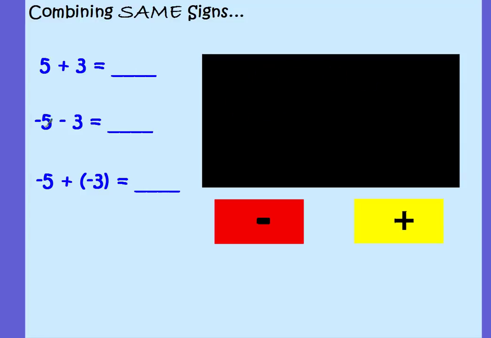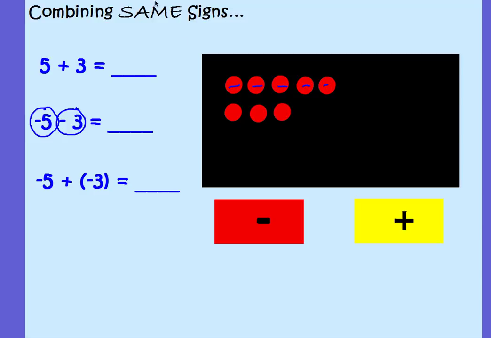Our next example is negative 5 minus 3. So we have a negative 5 and we have a negative 3. So they're both same signs. They're all negatives. So we have 5 negatives. So you do 5 circles on the first line and you'll put negative signs inside them. And then our second integer is a negative 3. So we'll start a new line and we'll draw 3 negative circles.